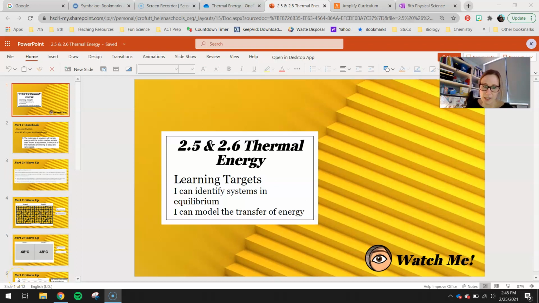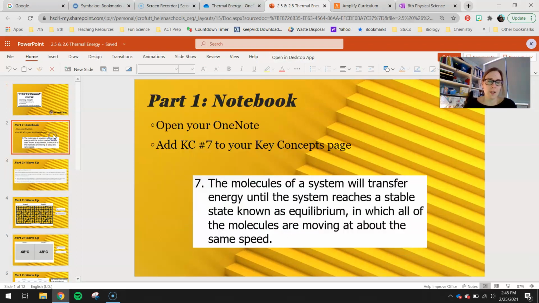All right, 8th graders, quick little lesson for you today. It's 2.5 and 2.6 thermal energy. Your learning targets for the day are: I can identify systems in equilibrium, and I can model the transfer of energy. All right, first little part, please add key concept number 7 to your notebook.